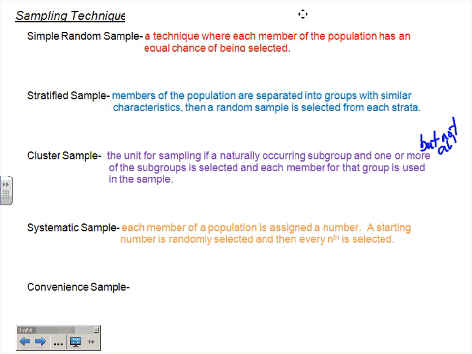That's kind of how they do the phone number thing. Oh, there's a number. I'll call that one. Convenient sample, we kind of already talked about that. Available people, use them in the sample. Hey, you're here right now, I'm just going to use you.